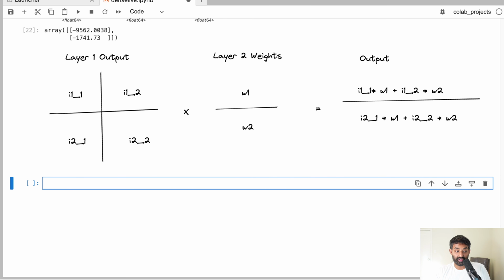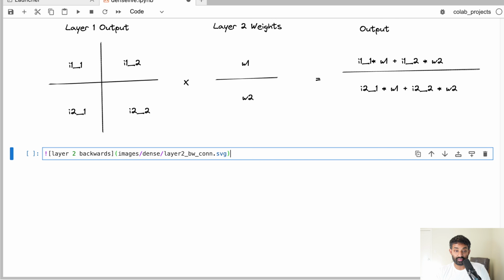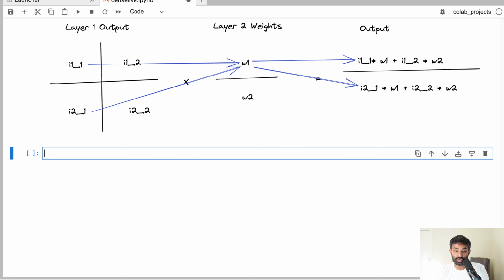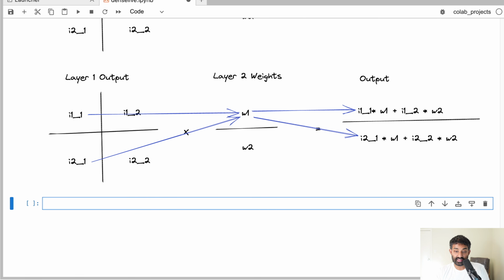Another way to think about this is we're actually connecting each output of layer 1 to the output of layer 2 through the weights. So this is how that looks. You take each of the first values in the first column of the layer 1 output, and through weight 1, they're connected to each of the outputs, right? We take I11, multiply it by weight 1, and that makes up part of our first output value. Same thing with I21, we multiply it by weight 1, and that makes up part of our second output value. So the weight is really connecting certain outputs of layer 1 to certain outputs in layer 2. That's one way you can think about the weight.